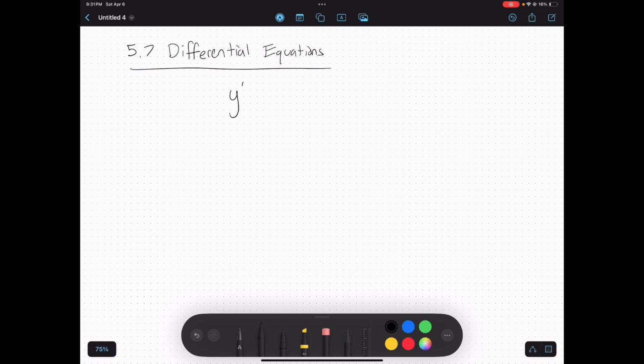So for example, this would be a differential equation: y prime is equal to 2x minus xy. Notice there's three different things in here: x, y, and the derivative of y. Now with differential equations, we're always assuming that y is a function of x, okay? And that y prime is the derivative of y in terms of x. So those are some things that we assume whenever we're working with differential equations.